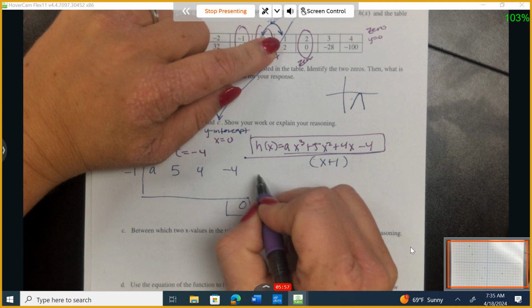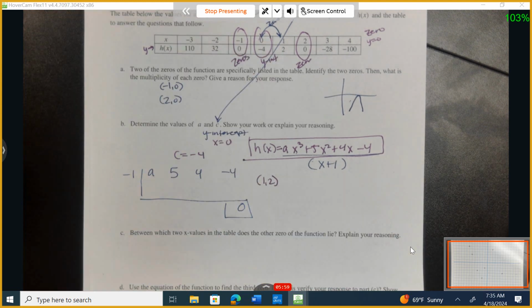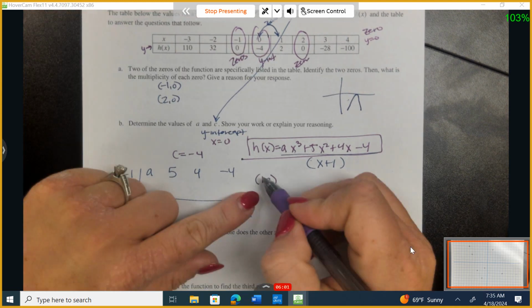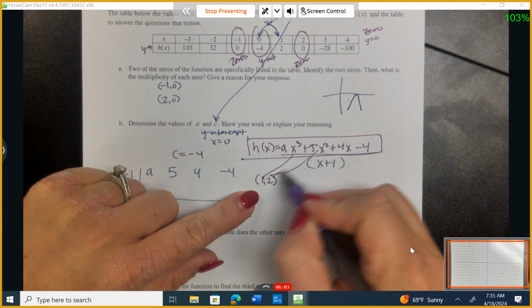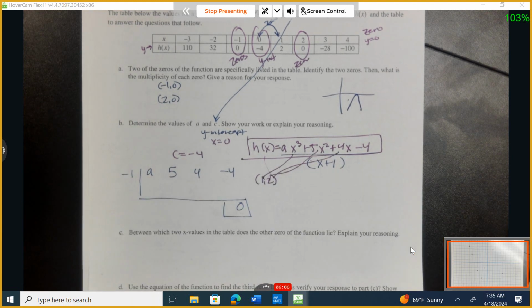I'm going to choose any ordered pair. I'm going to choose 1, 2. It doesn't contain a 0. I'm going to plug 1 in for all the x's. I'm going to plug 2 in for the output, and let's see what I can do.